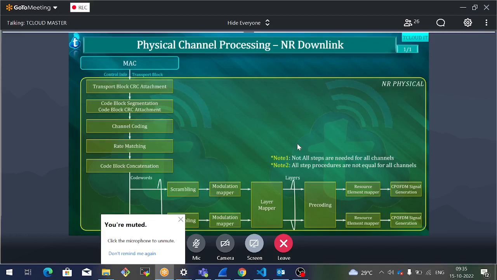So when a transport block, or for that matter, the control information, comes from the MAC layer, what is the duty of the physical layer?